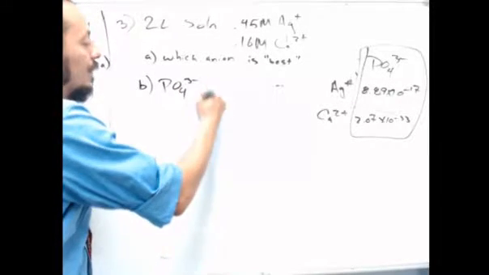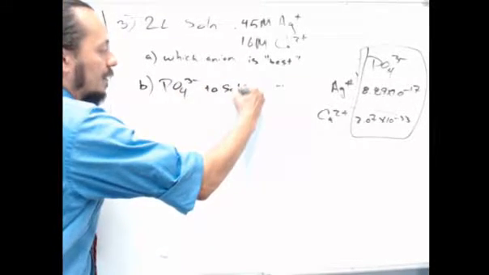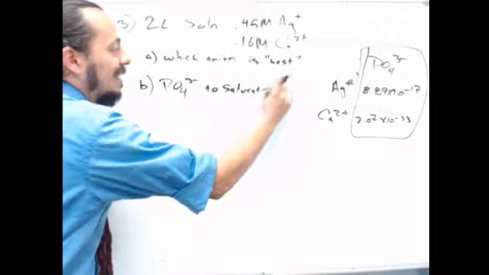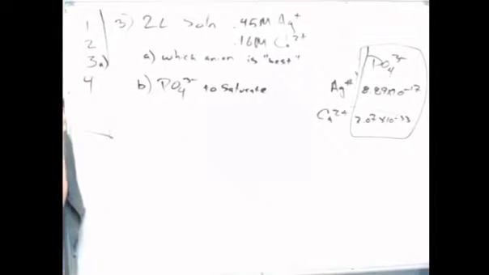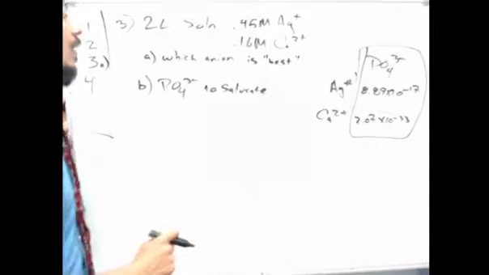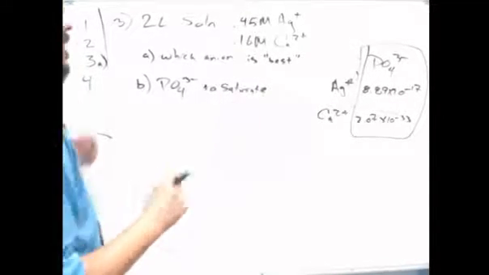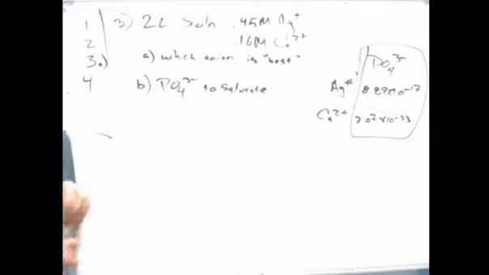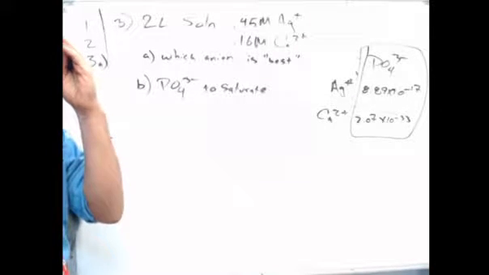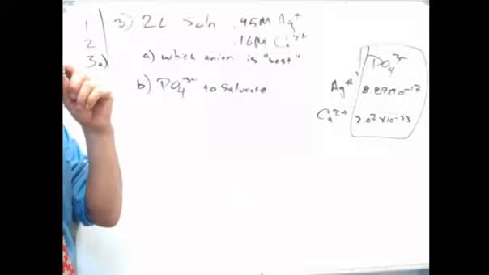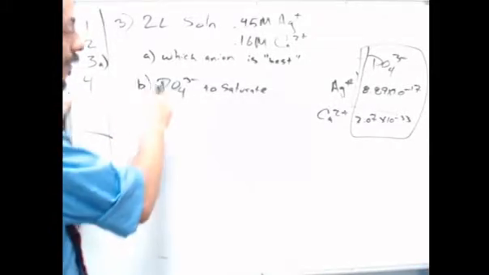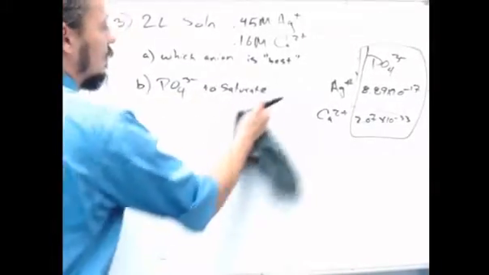PO4 3 minus to saturate. And what's it exactly say? Saturate the biggest separation. That's what they want. Oh, what amount is necessary to saturate? Or wait, sorry, read the question. It says, what is the concentration of anion? What concentration of anion would provide the best separation? Okay.